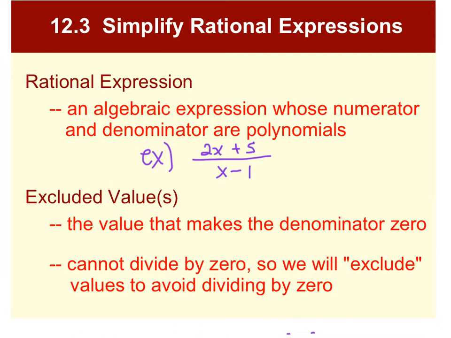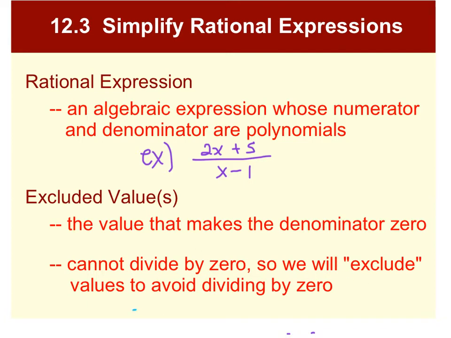When we deal with fractions, we need to know about excluded values. So excluded values will be any value that makes your denominator equal to 0. If you remember in math, you cannot divide by 0. That's when things are undefined. So we have to exclude any values to avoid dividing by 0.